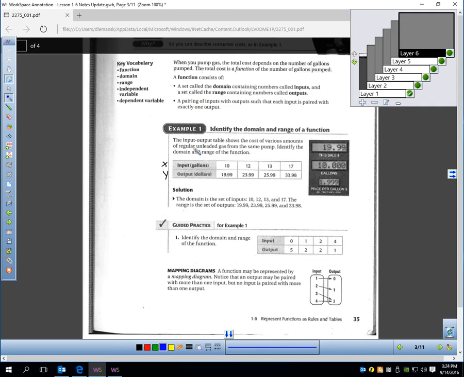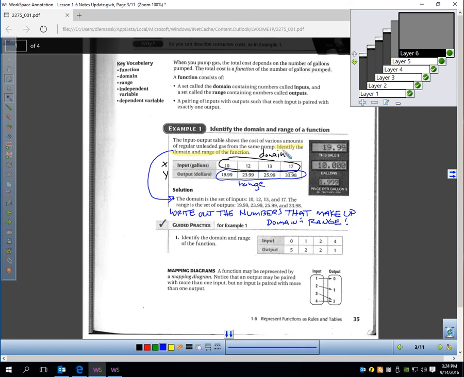Let's look at this example. The input-output table shows the cost of various amounts of regular unleaded gas from the same pump. Identify the domain and range. Now, when you have a horizontal table like this, the top is always the inputs. The top is always X, and the bottom would always be the output. It's always the Y's. Okay, let's find the domain and range. Here's my domain. Those are the numbers we inputted into the table. There is my range. Those are the numbers that were outputs.